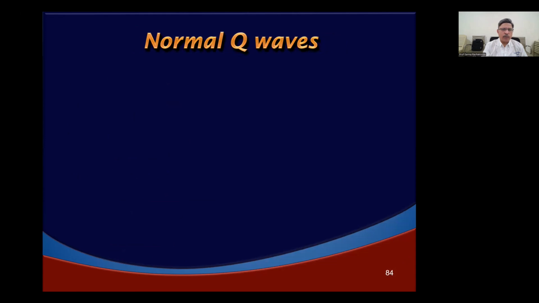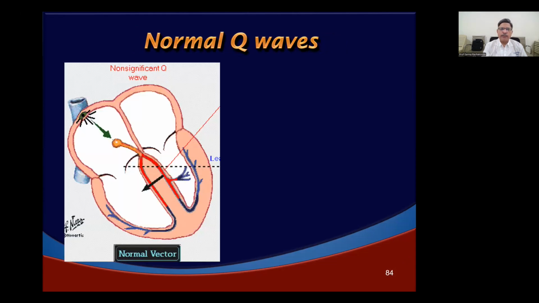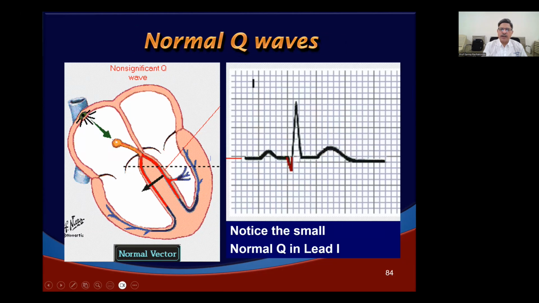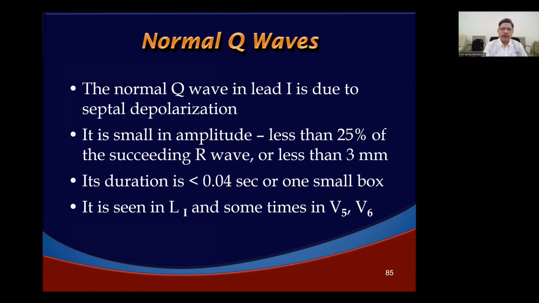Okay. What is a normal Q wave? Normally, the impulse goes from the left to the right. That's why it produces a Q wave in the normal ECG. It is seen as a small normal Q wave in lead 1. It is less than 2 millimeters and less than 0.04 seconds in width. So a normal Q wave in lead 1 is septal depolarization, and it is less than 25% of the amplitude of the R wave, less than 3 millimeters in height, less than 0.04. Usually it will be seen in L1, V5 and V6.